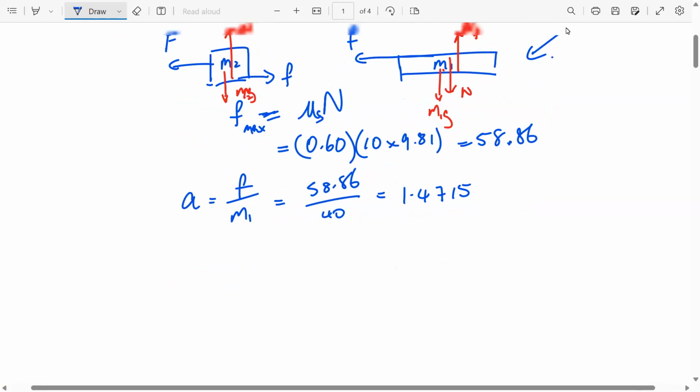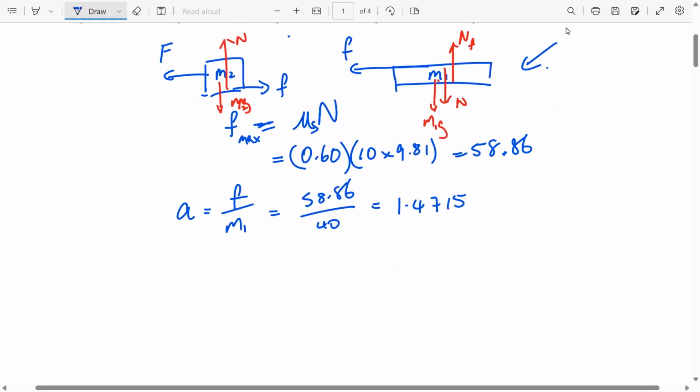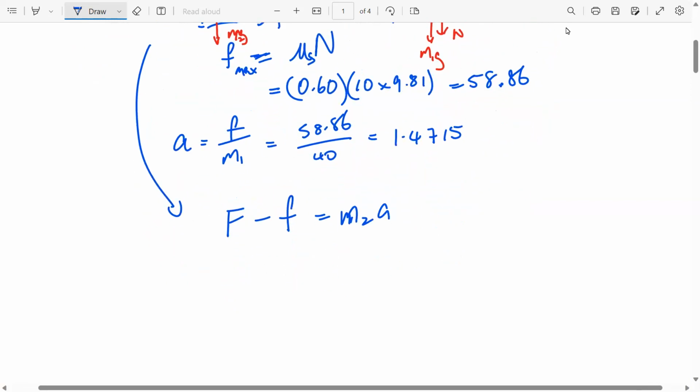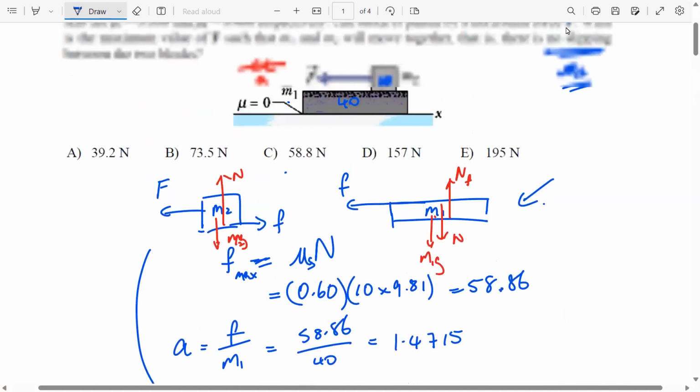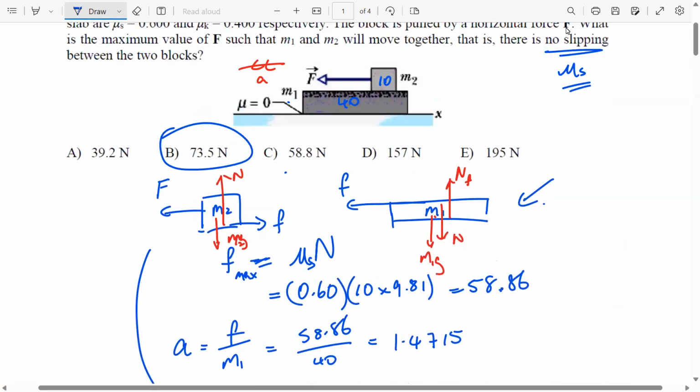So finally, back to the first free body diagram. F minus friction equals M2 a. M2 is 10 kg. So the force F is equal to 58.86 plus 10 times 1.4715, and this gives you 73.575. Again, the older Olympiads use 9.80, so you'll get nearer to 73.5. So that's why the answer is B.